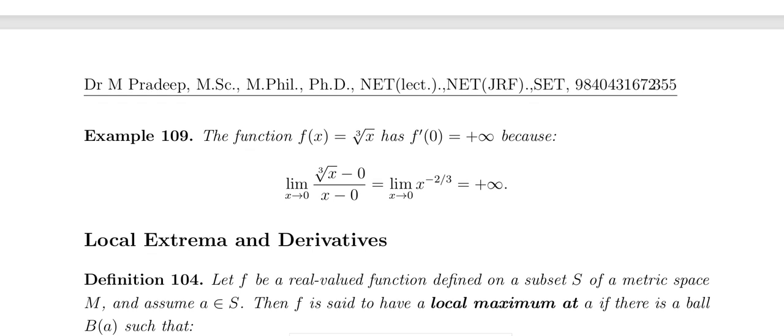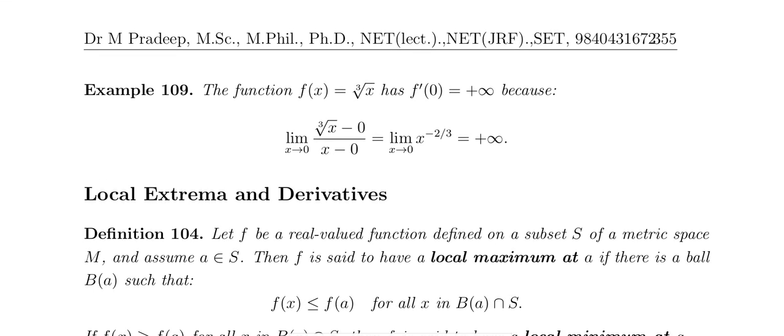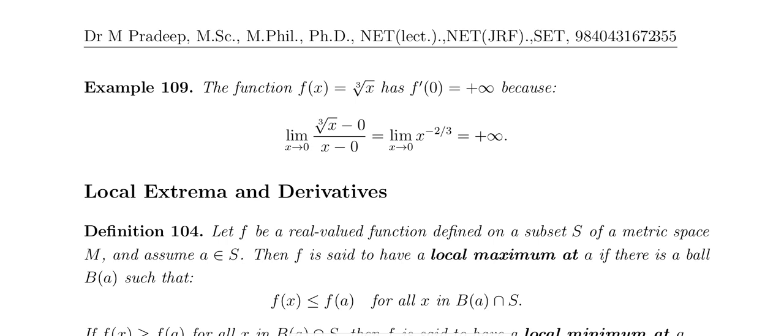Take the function cube root of x. The derivative at the point 0 is equal to plus infinity. Because the limit as x tends to 0 of f of x minus f of 0 divided by x minus 0, when you find it out, is x power minus 2 by 3. That is nothing but 1 by x power 2 by 3. As x tends to 0, this becomes plus infinity.